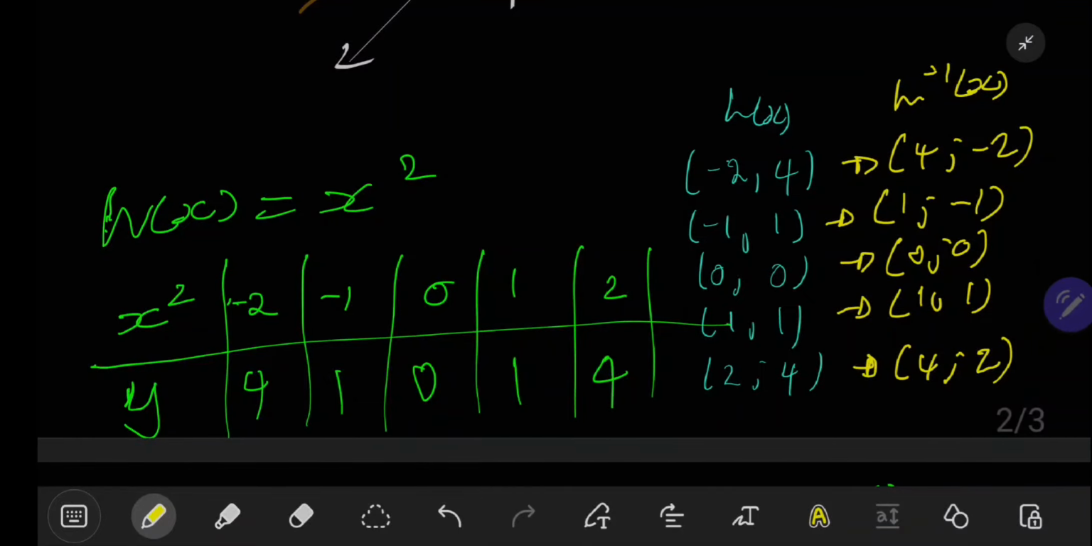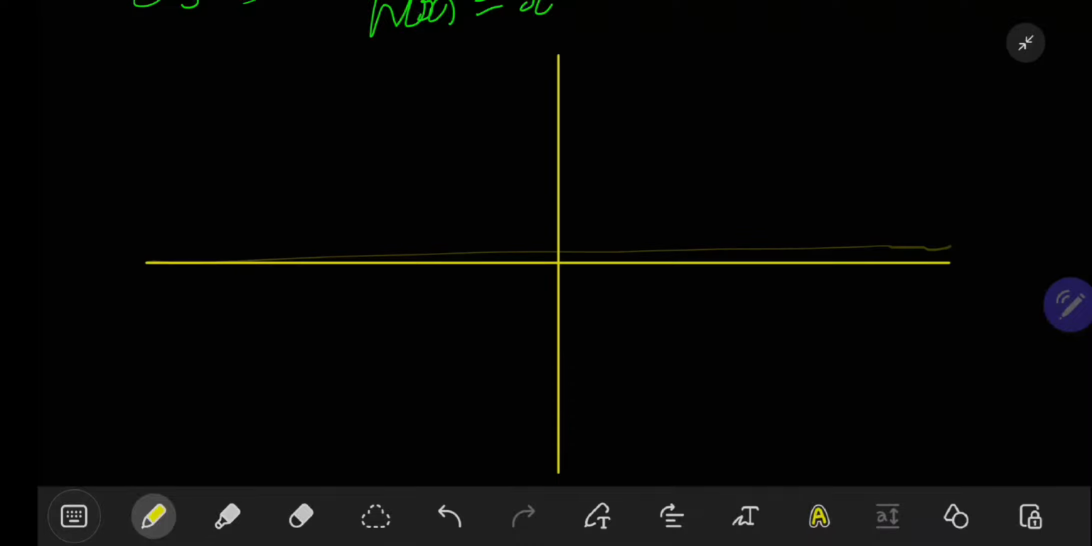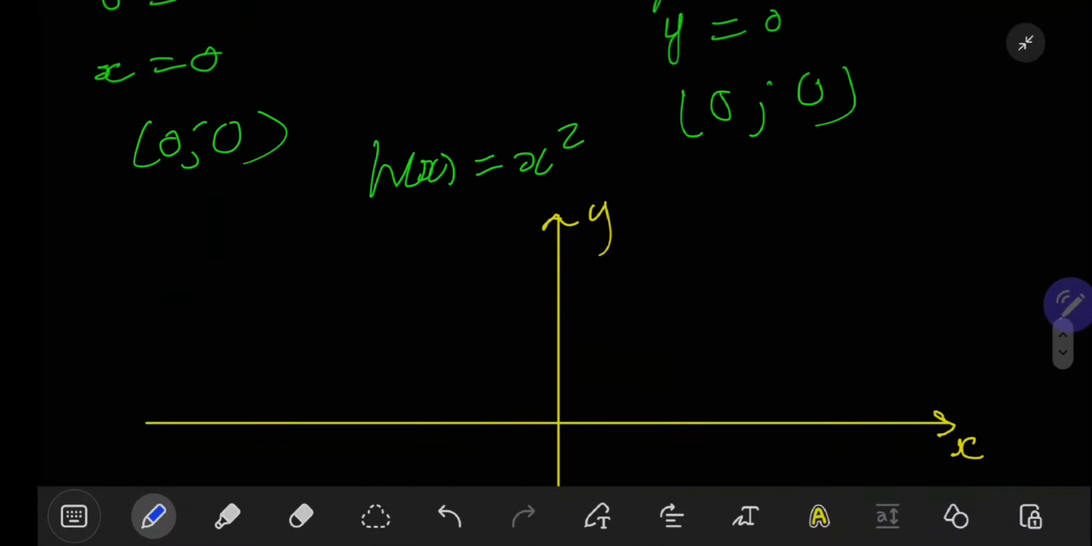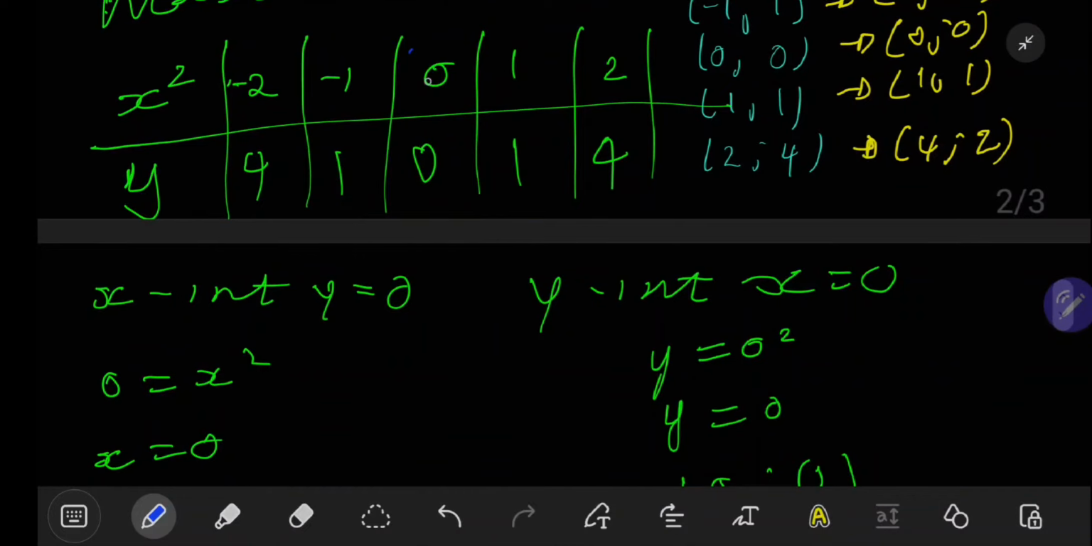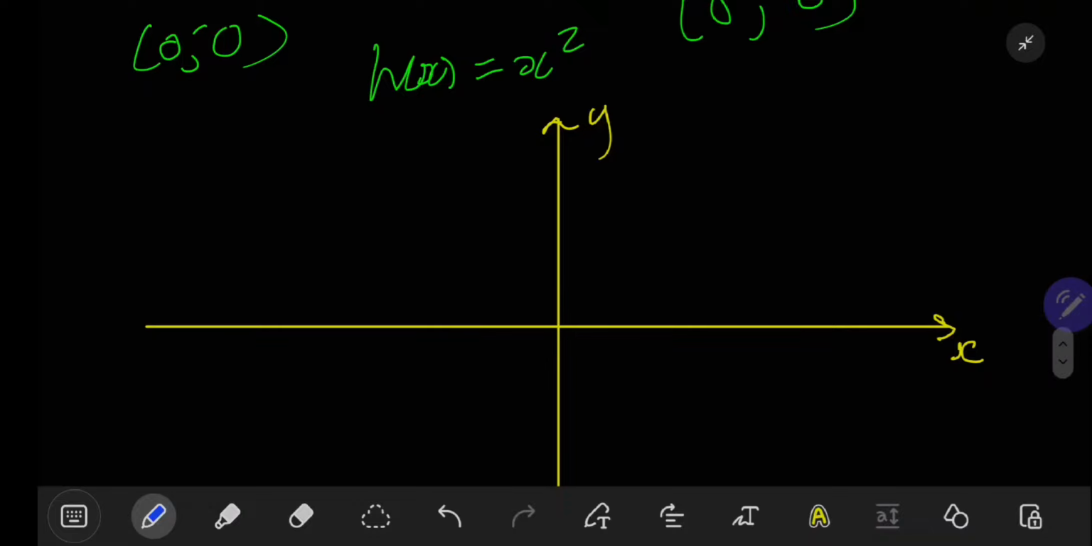So when we sketch that, these are our x and these are our y. So we want to sketch the original function. We know that the x-intercept and the y-intercept are at the origin. And then we're going to have a nice smiley graph like this. So this is the graph of h of x. This is the original graph.